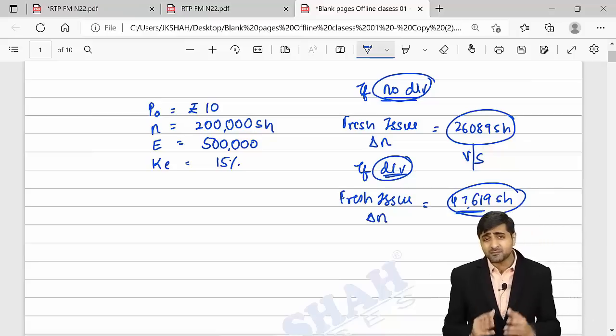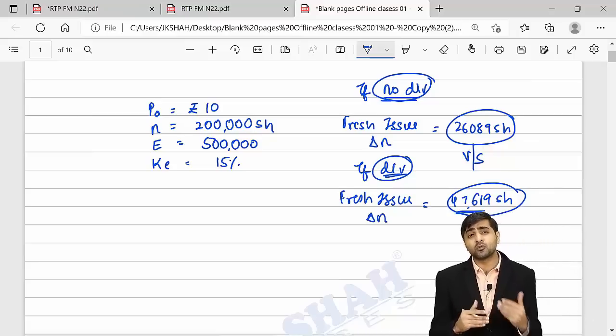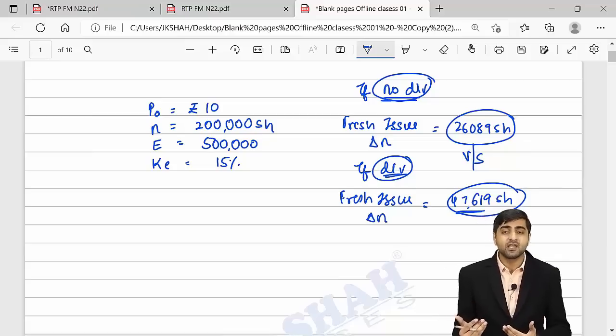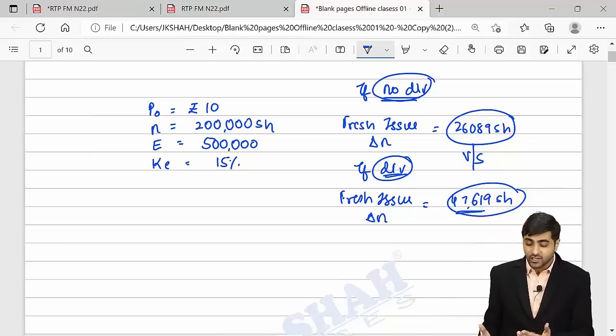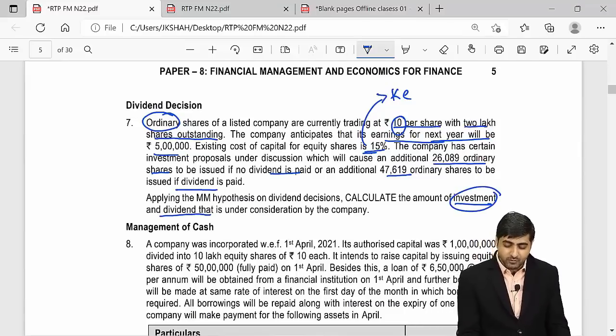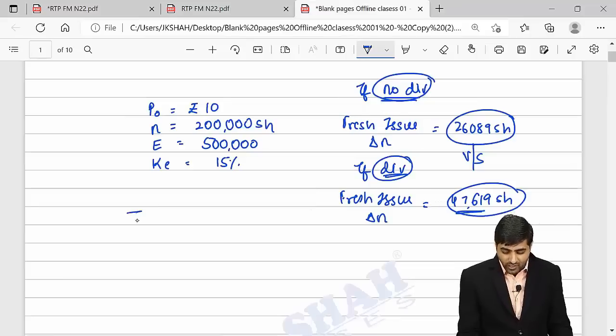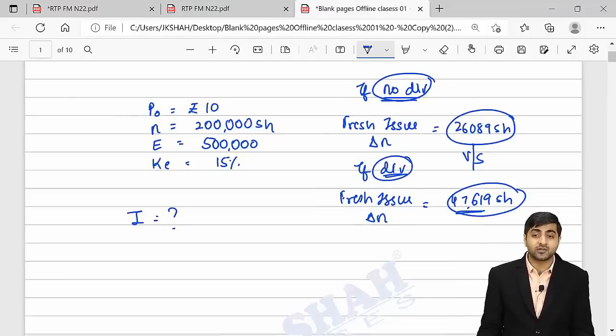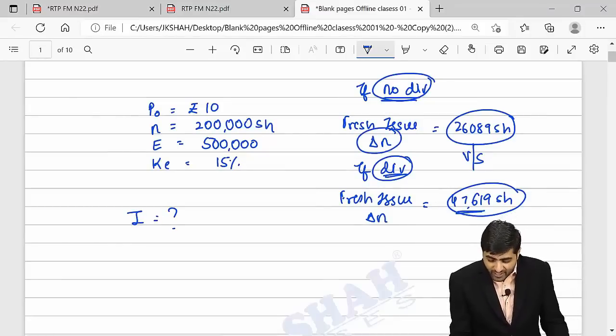Okay, but in this particular question, we are not here to prove that the value of the company will remain the same whether dividends are declared or not. In this particular question, you are required to find out what should be your investment. So your I is missing in this particular question, but we have change in n available.